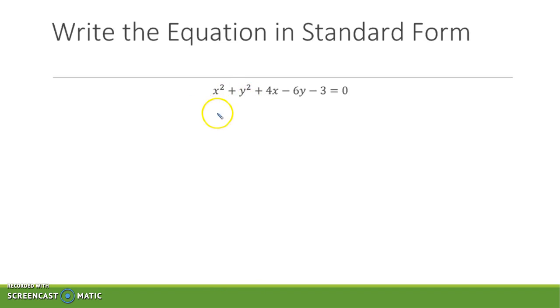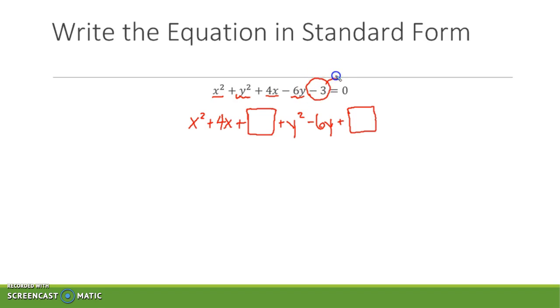So then I'm going to rewrite my equation with my x's together, so I've got x squared and 4x. I'm going to go ahead and put the box in there to complete the square. And then I've got y squared and -6y. And go ahead and put the box in there to complete the square. And then I'm going to take this constant and move it to the other side. So I'm going to do that by adding 3. So on this side of my equal sign, I have a 3 plus those same boxes that I put on the left. Because whatever I do to one side, I have to do to the other.